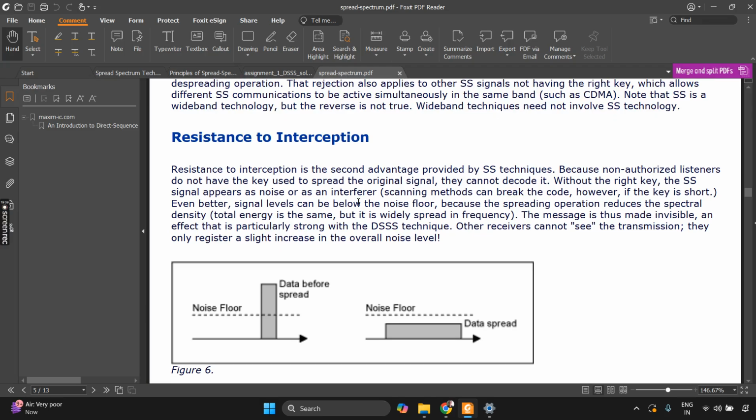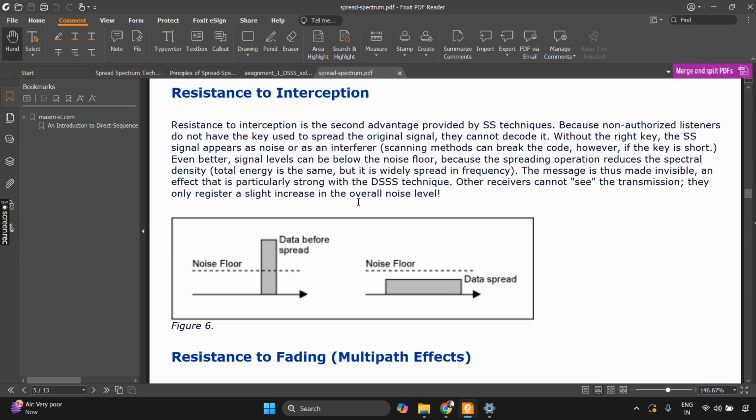Now, another is resistance to interception. Interference is one thing, interception is a different thing. Interception means an eavesdropper is trying to listen to your signal. But every receiver has a noise floor. Noise floor means any signal that is below that floor will be considered as noise.